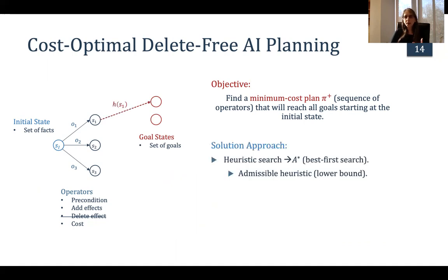So the general way to solve this problem is using a heuristic search, specifically A*, where the main idea is to create admissible heuristics that give us a lower bound to guide the search. And what we propose is two novel admissible heuristics based on relaxed DDs.